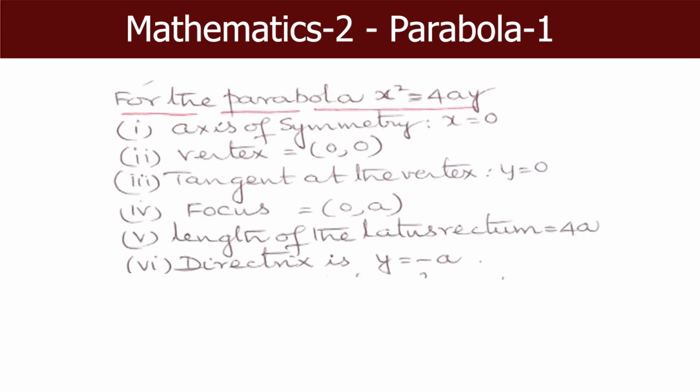So, using the above information, one can also observe the following about the parabola x² = 4ay. The axis of symmetry is the y-axis, x = 0. The vertex is the origin, same as before. The tangent at the vertex is the x-axis, y = 0. The focus, previously (a, 0), is now (0, a), so the x and y coordinates are interchanged. The latus rectum is the same, length 4a. The directrix was x = -a in the first case; in the second case it is y = -a.